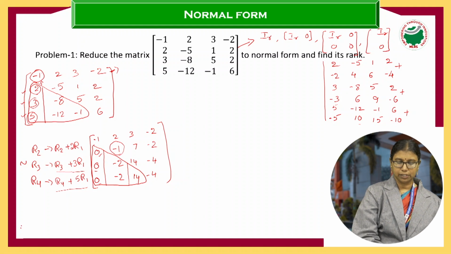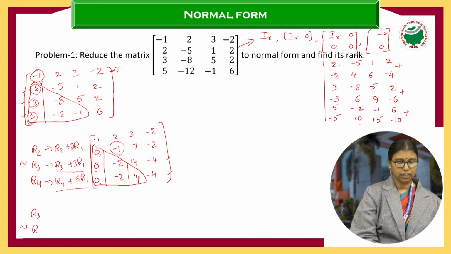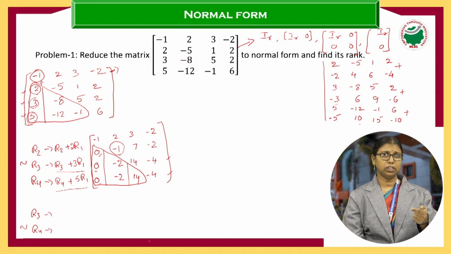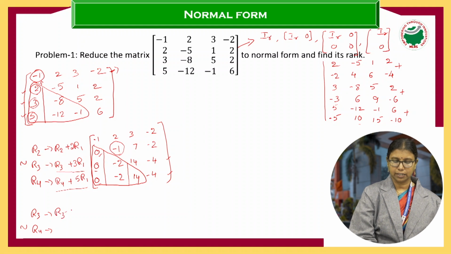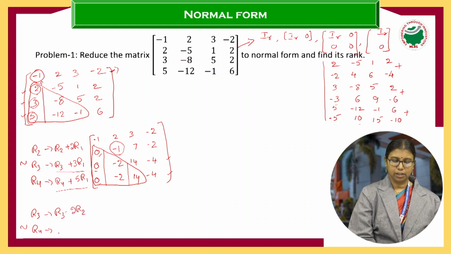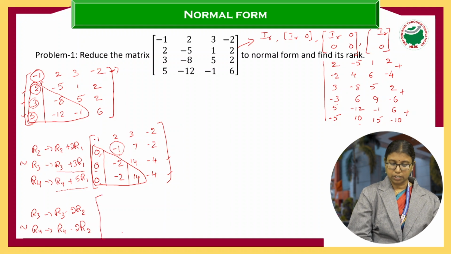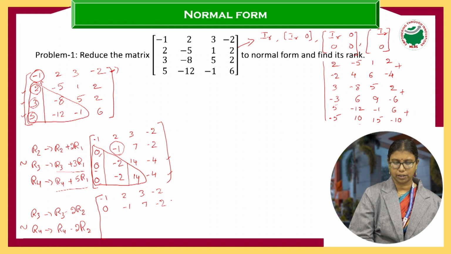That means the row operations are, we are changing R3 and R4. How are we changing R3? By using R2 only, you have to change R3. That means the row operation is R3 minus 2R2. Similarly, for R4 it is also R4 minus 2R2. Now, write down the matrix. In this step, we are not changing the first two rows. So, the first two rows are minus 1, 2, 3, minus 2. Next 0, minus 1, 7, minus 2.